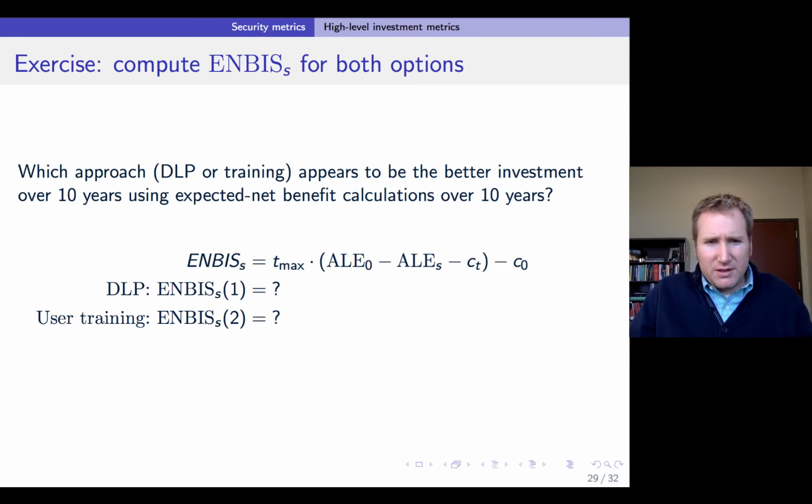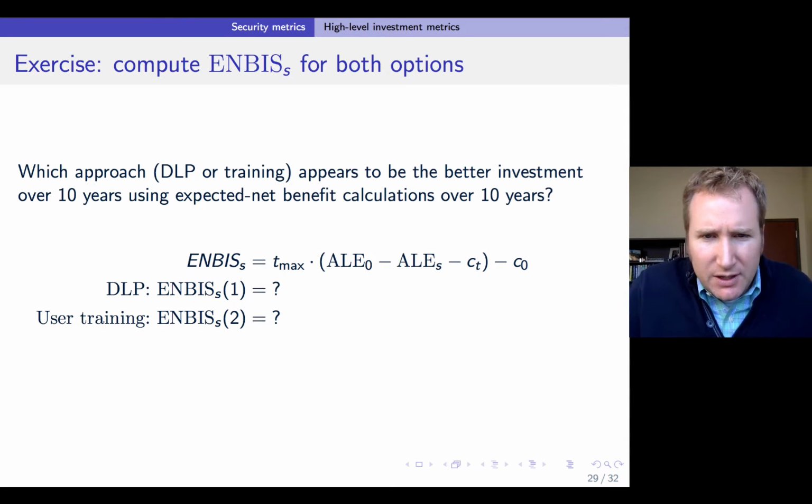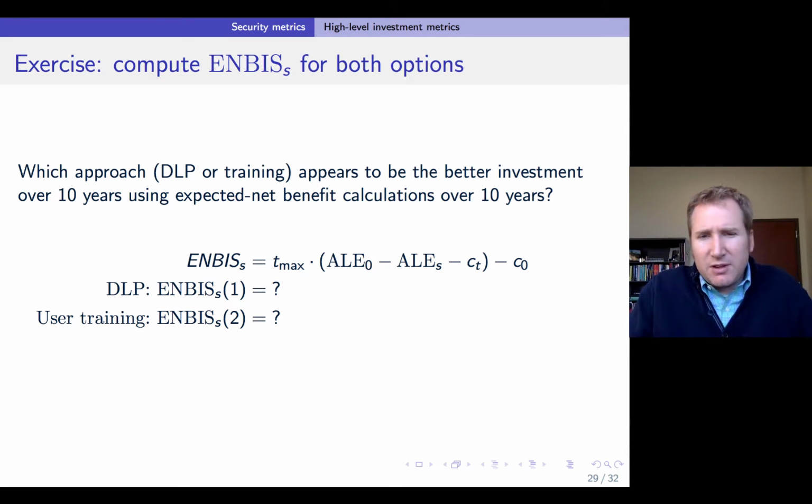Expected net benefit is essentially the T-max, so you're going to be doing the same thing every year after year, and it's essentially T-max times the expected net benefit in each year, which is ALE 0 minus ALES minus the cost in that year. So you do that for each of the years up to T-max, and then you subtract out your initial outlay.